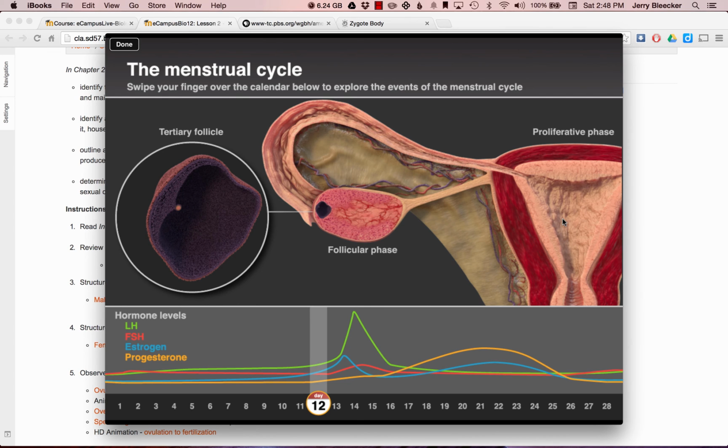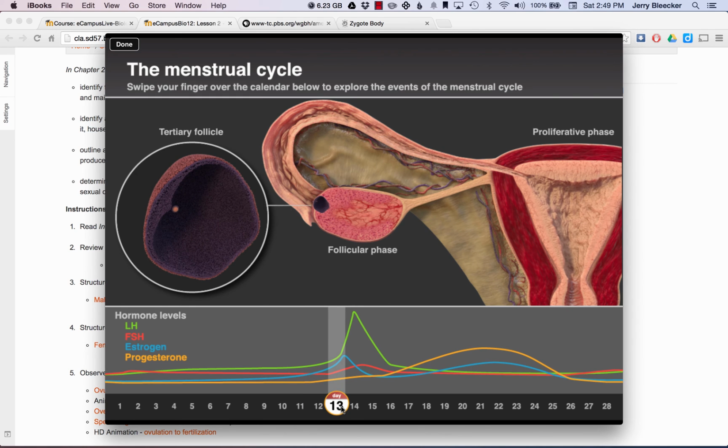And that's because it's anticipating that an egg is coming. And if the egg gets fertilized, the wall needs to be ready to receive it because the egg will implant into the wall and a developing organism could ensue.